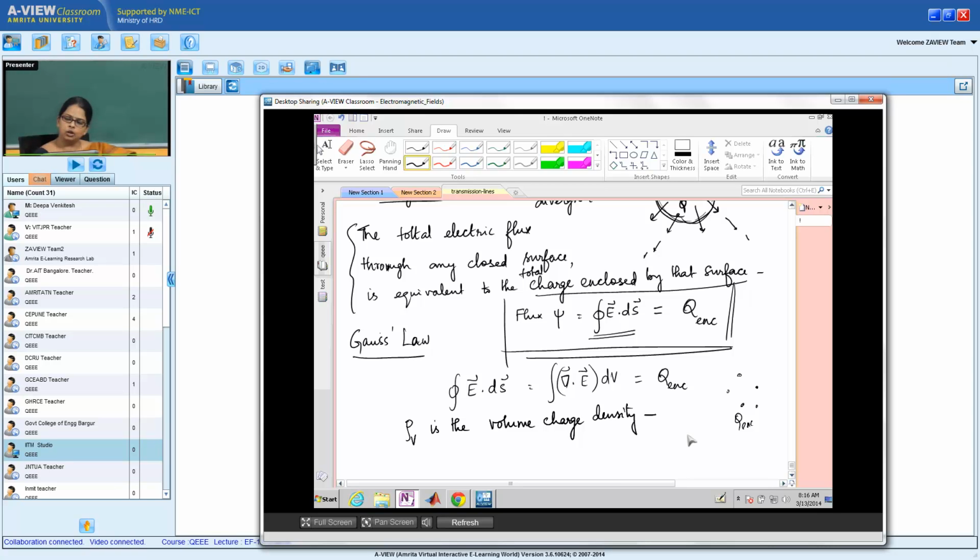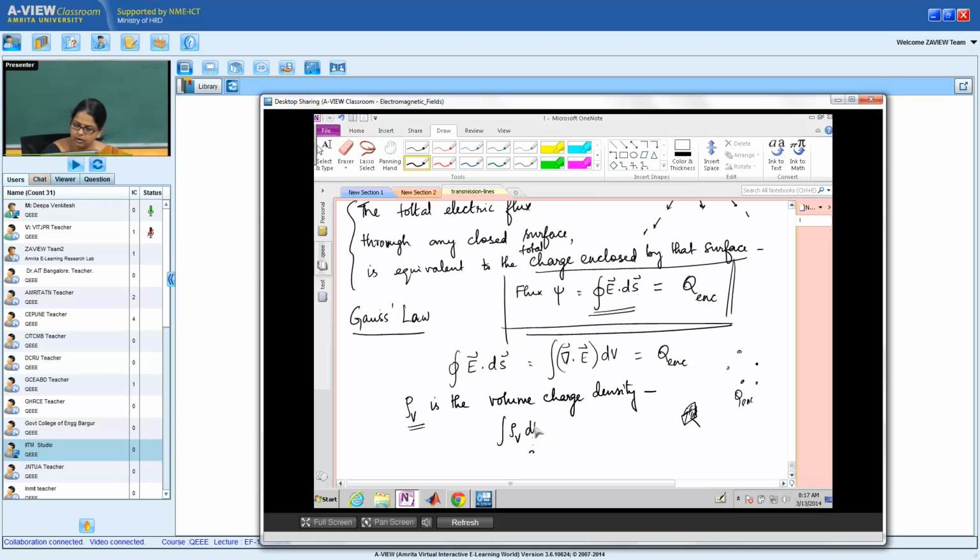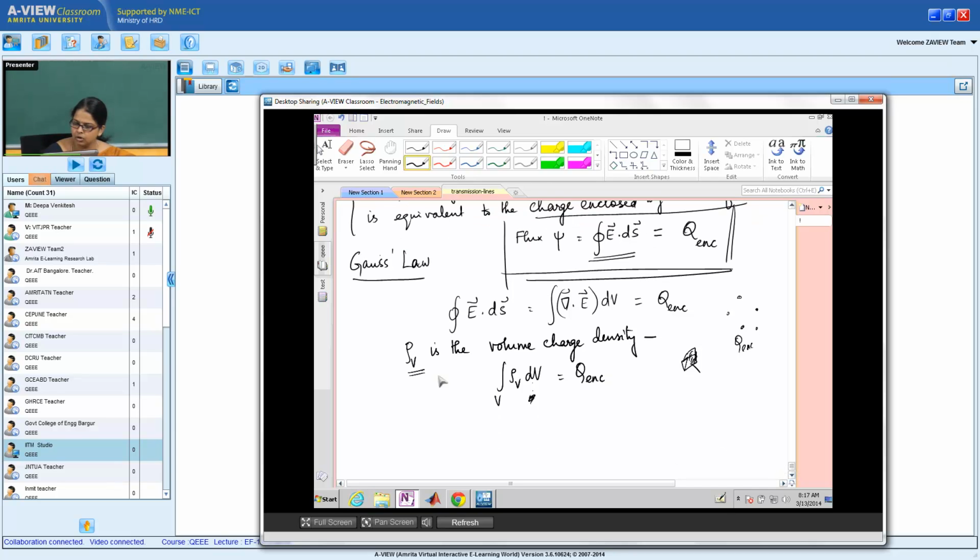So there could be situations where I can have a volume which is fully charged with a volume density rho v. What is the meaning of volume density rho v? If I get rho v in a volume dV and do a volume integral, I get the total charge enclosed. Volume charge density is the charge per unit volume if there is a continuous distribution of charge. So if Q enclosed is represented by a continuous charge distribution, then Q enclosed can be calculated this way.